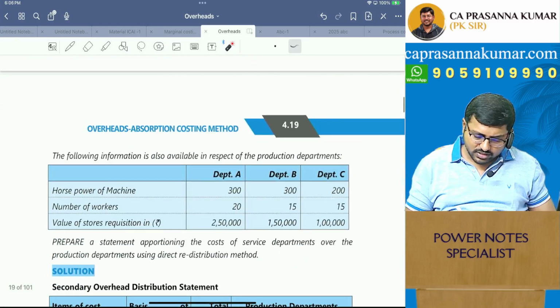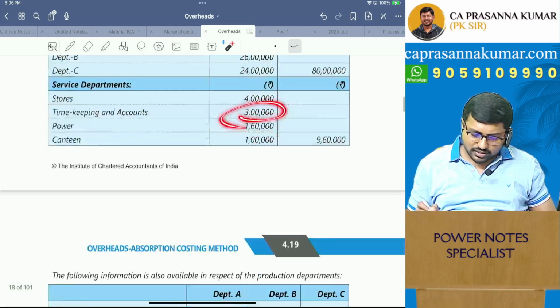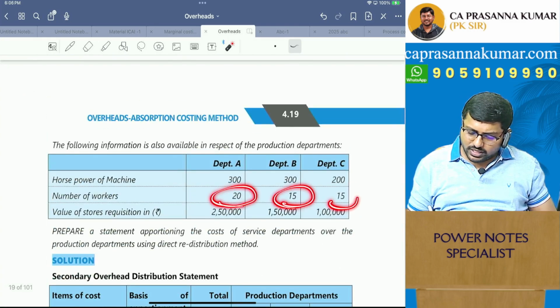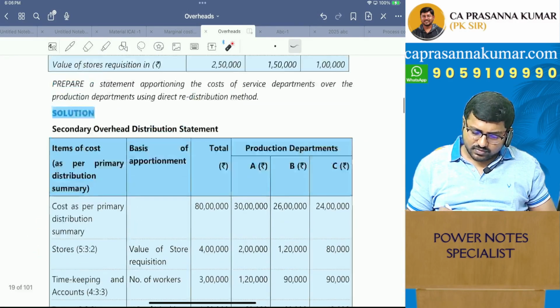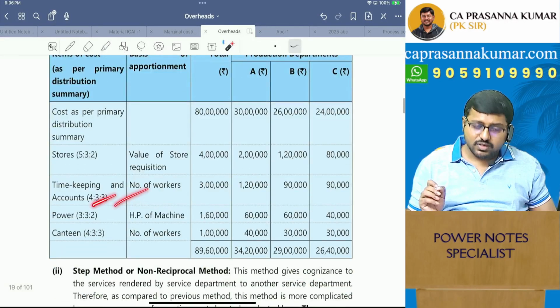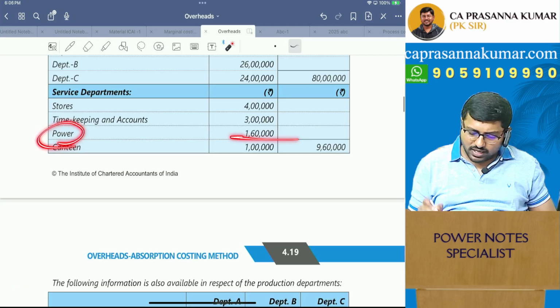Next, timekeeping and accounts. What is a suitable basis? Number of workers. Timekeeping means you are keeping the time of workers only. So take 3 lakhs in the ratio of 20 is to 15 is to 15. That 20 is to 15 is to 15 has been further reduced, that's okay. Next, power 1,60,000.